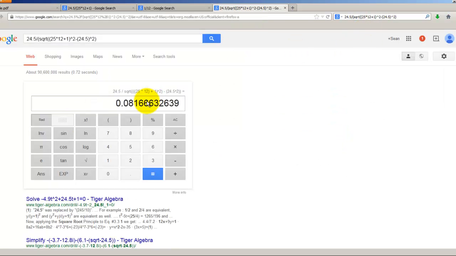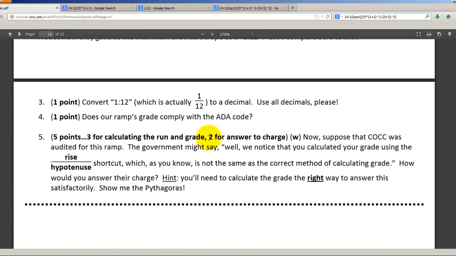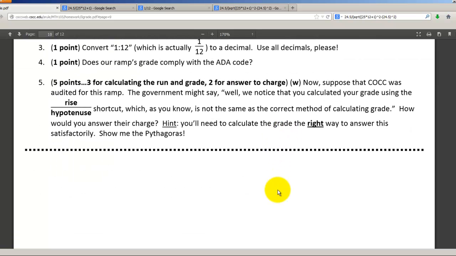The grade comes in at about 8.166%, if you want to round it off. I don't know what I told you to round to. I don't know if I even did tell you to round anything. I did not. That's okay, but it doesn't matter because it's still under the maximum allowable grade. So yay, we're good. We are still under 1 to 12 and we're ADA compliant.